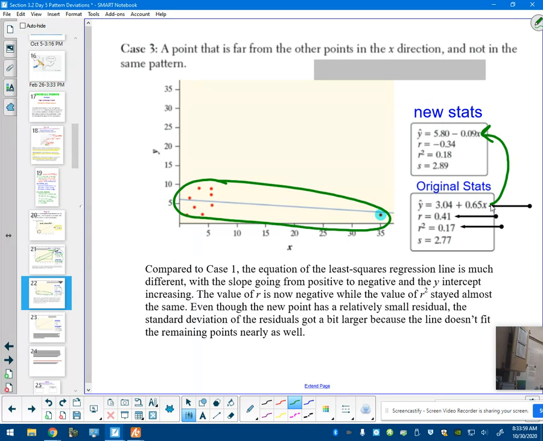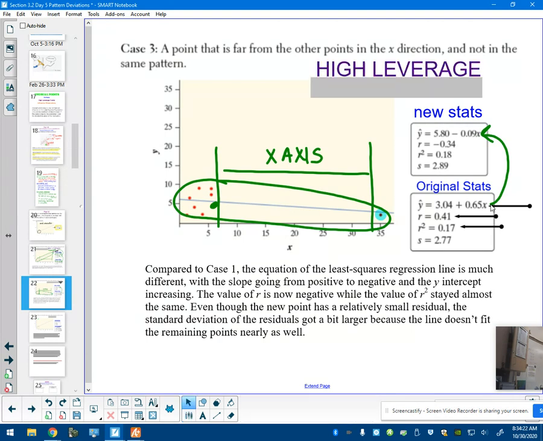This is usually what a leverage point does. And I just told you this is also a high leverage point. It's high leverage because look at the space right here. Look at the x-axis space between this x point and that x point. These x's end at 6. That one's over at 35, comma something. So this is a high leverage point also.